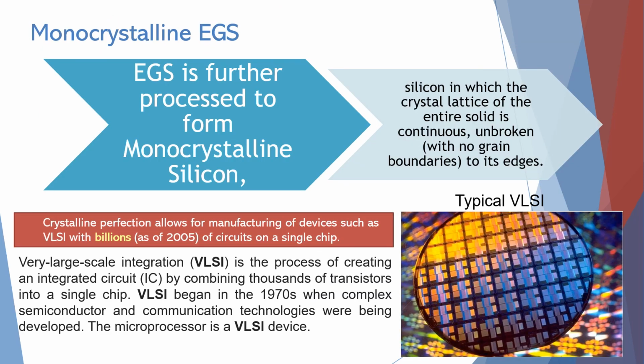Due to that, the EGS will be further processed to form monocrystalline silicon. In this silicon, the crystal lattice of the entire solid is continuous. It has unbroken grain, there are no grain boundaries to the edges. Crystalline perfection allows for the manufacturing of devices, for example VLSI, that contain billions of circuits on a single chip. This is an example of the VLSI.